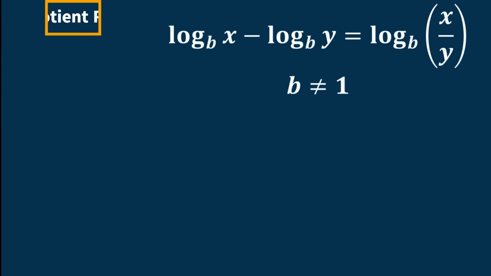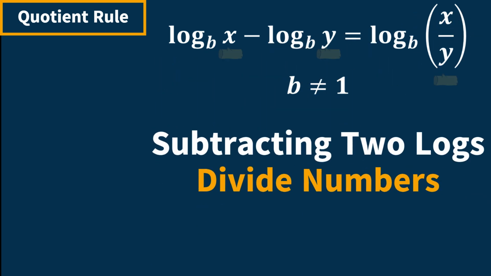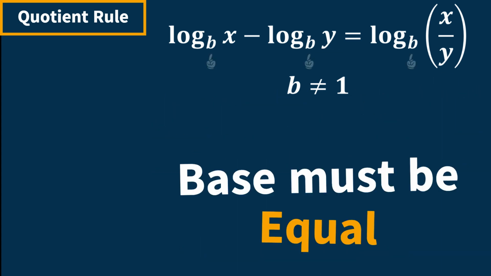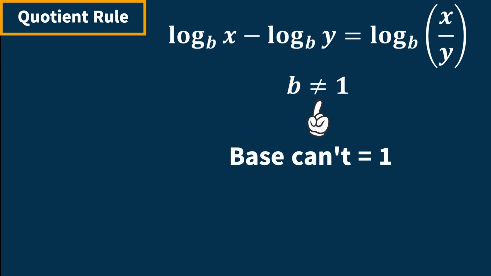The quotient rule. What the quotient rule states is that when you have two logs and one is being subtracted by the other, you can combine them by dividing the numbers. The bases need to be the same, and the base cannot equal 1. Let's look at a brief example.